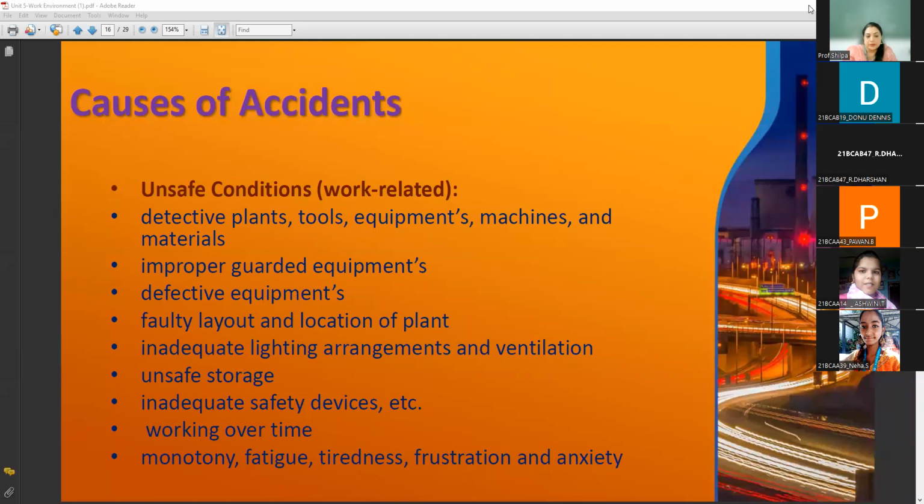Then again, any defective equipment, faulty layout and location of the plant. If the location of the plant or the layout, how things are arranged inside the particular plant, is not correct, in that case also that will lead to an accident. Inadequate lighting arrangements, ventilation, unsafe storage, and inadequate safety devices may also lead to an accident. Working overtime, monotony, fatigue, tiredness, frustration, and anxiety could also lead to an accident. So these are the unsafe conditions which may lead to an accident.